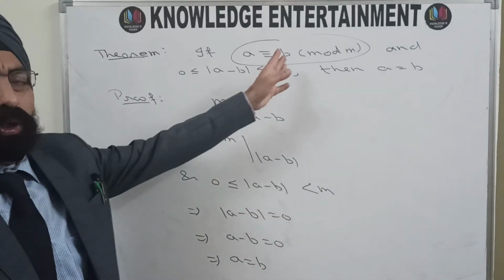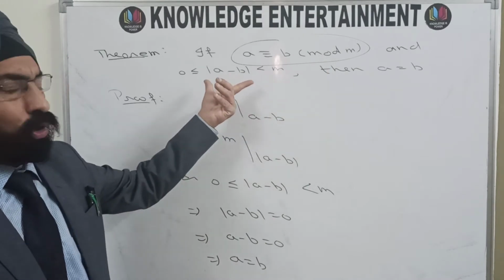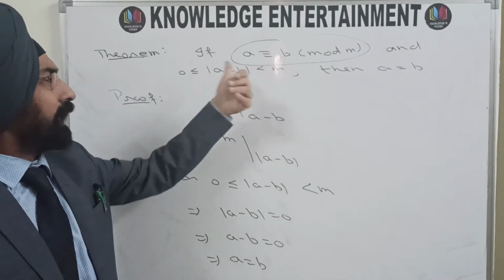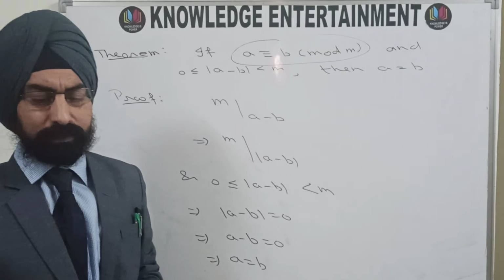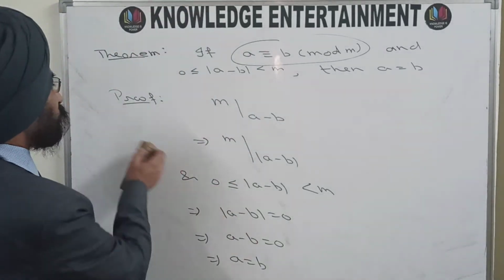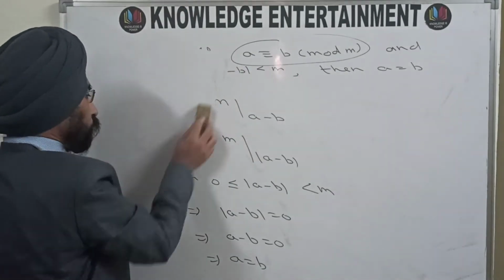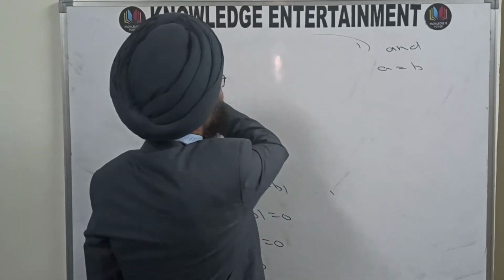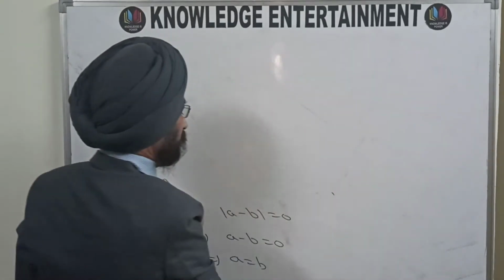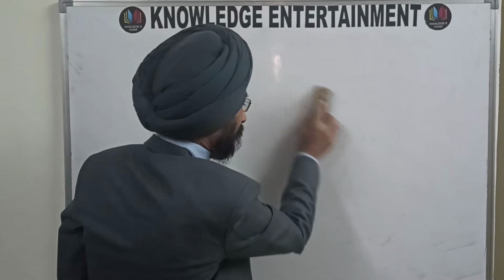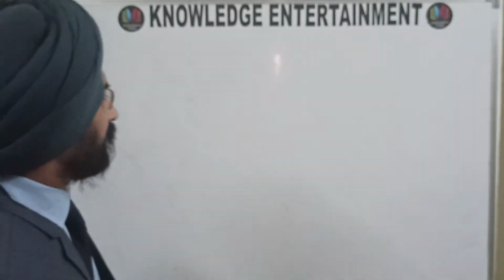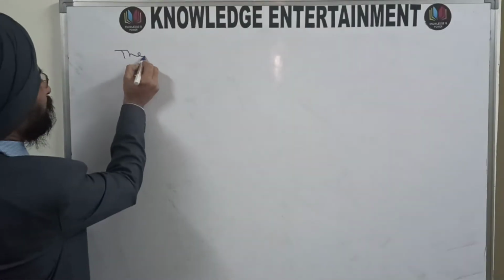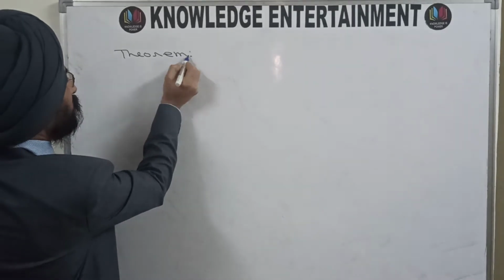So if A is congruent to B modulo M and their modulo difference lies between 0 and M, strictly less than M, then A must be equal to B. This one result will be used in proving another result which we are going to prove now. First write down the result and then we will move on to the proof.